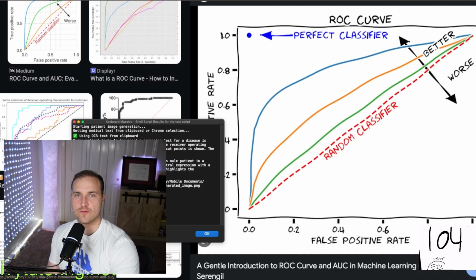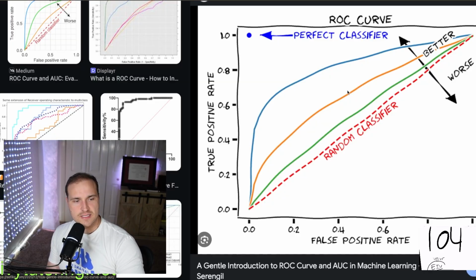All right, for this one, we're going back to the drawing board. We are on question 104. So let's talk about an ROC curve. Typically how this plays out is the y-axis is the sensitivity. See how it says true positives? That's the same thing as sensitivity. X-axis is 1 minus the specificity, which is to say the false positive rate.